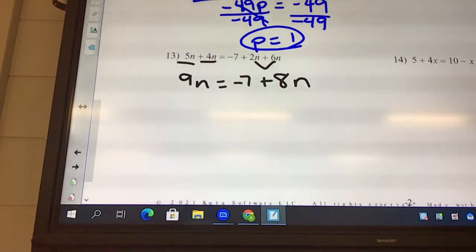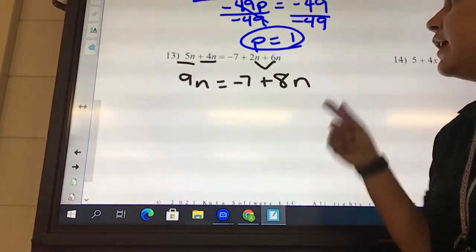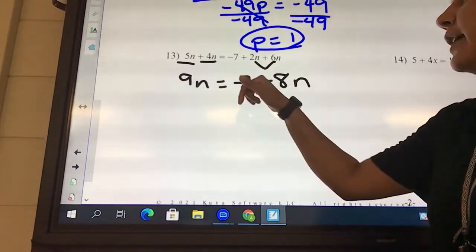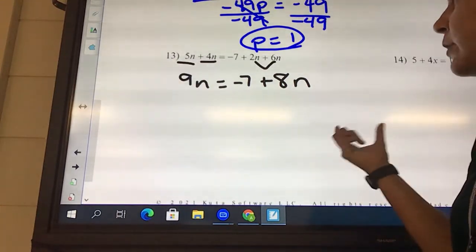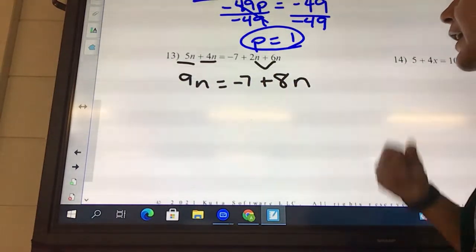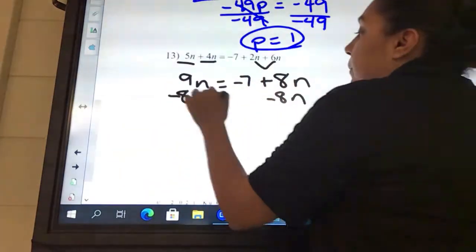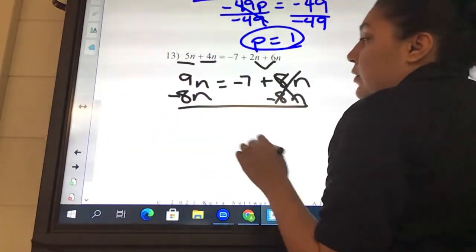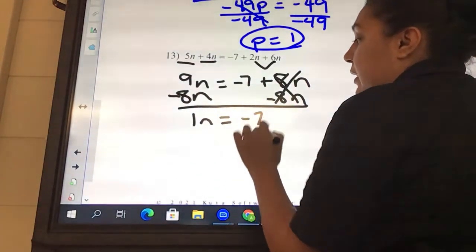Okay, so I move my letters to the left and my numbers to the right. Well, 9n is a letter, so that does not need to move. That's on the left. Okay, moving to the right side, I got a negative 7. That's just a number, and our numbers are supposed to be on the right, and this one is on the right. And then I got an 8n, so that one needs to move. So minus 8n, and it's going to go under this one. So 9 minus 8 is going to be 1n equals negative 7.